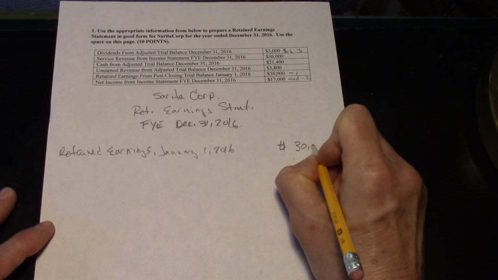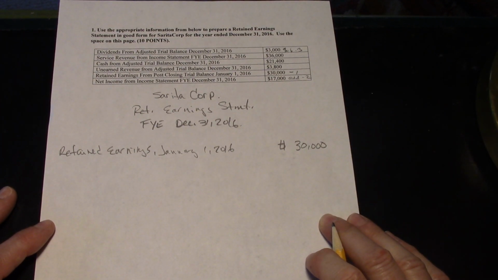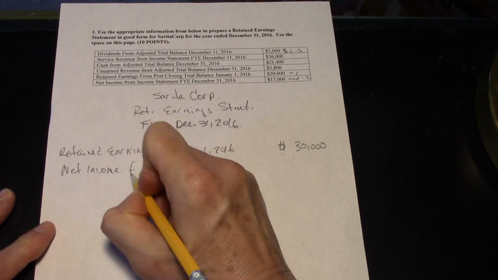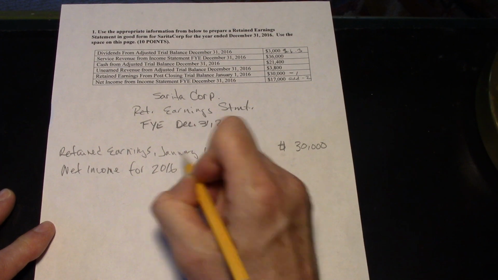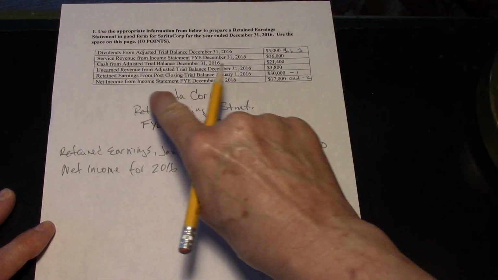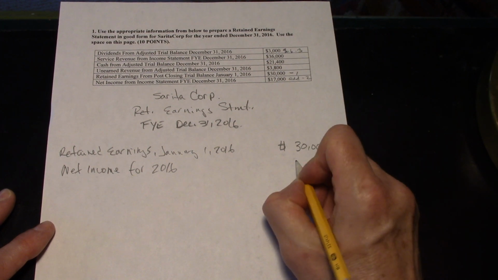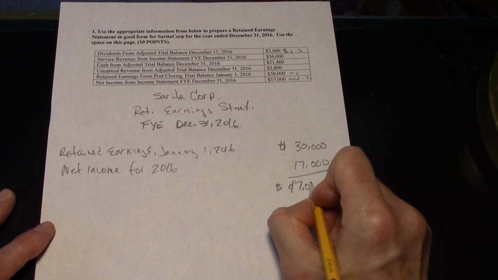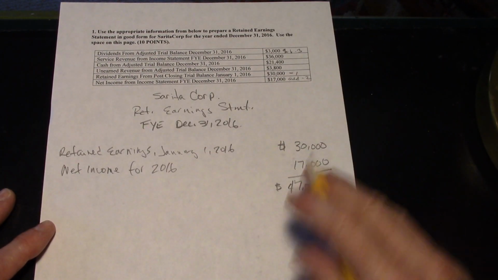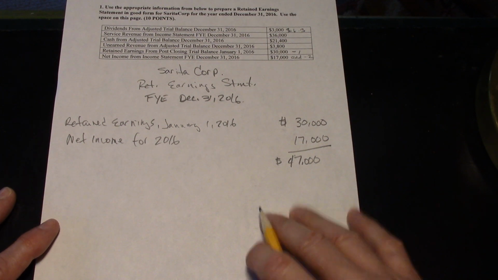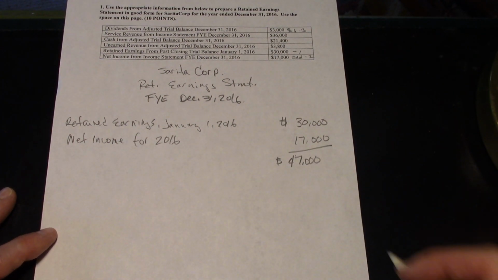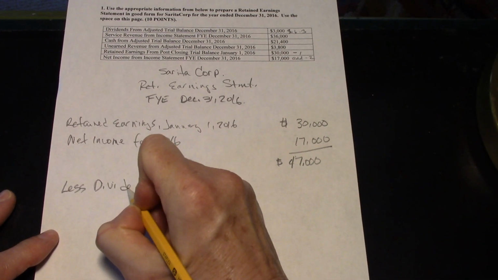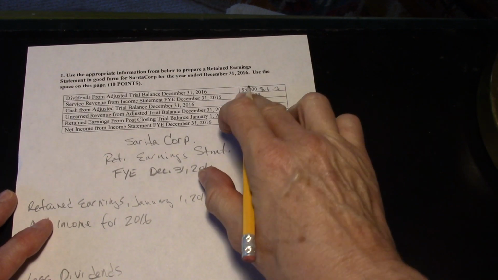Right? Alright. Then we're going to add net income for 2016, and so that was, we found that, there it is, 17,000. So that's obviously 47,000, and you don't really do anything with that, you just kind of leave it there. It's just a step in between. Now we're going to subtract out dividends. And we found those. There they are, 3,000.